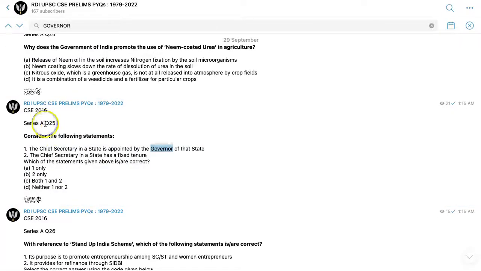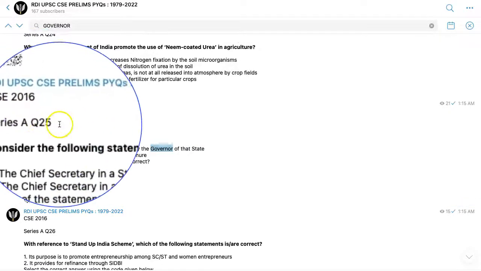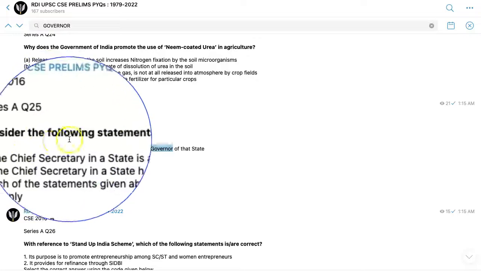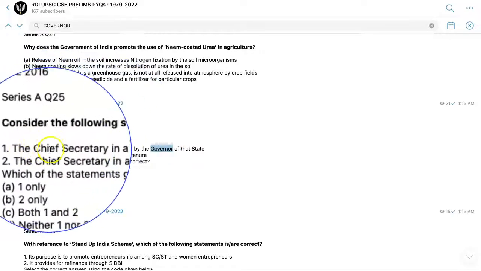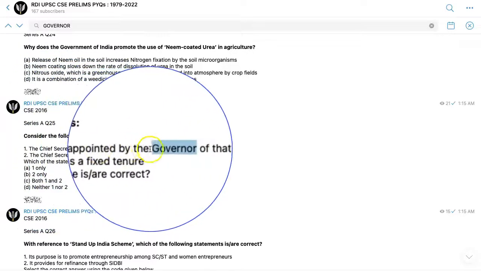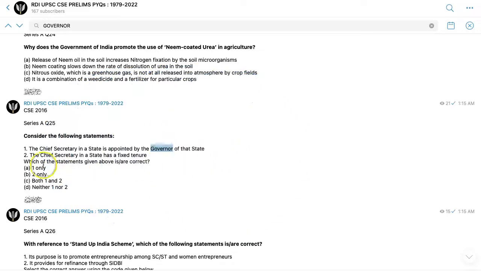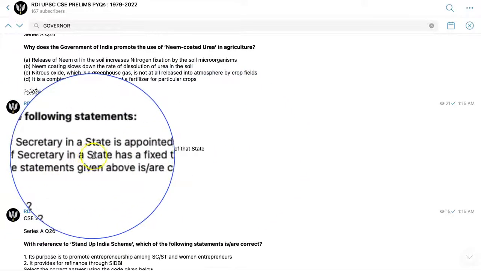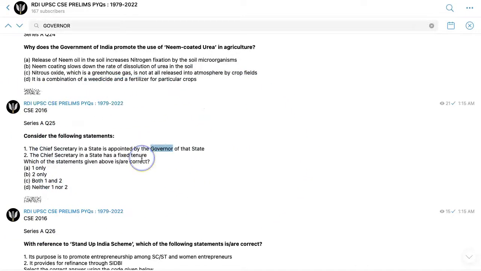Now this is a polity question asked in 2016 Series A paper, question number 25, right? Consider the following statements. The first one says the chief secretary in a state is appointed by the governor of that state. And the second statement read the chief secretary in a state has a fixed tenure. So the second statement is not related to governor, but the first statement is related to the role of governor in a state.